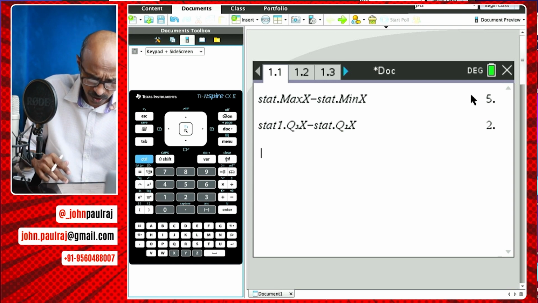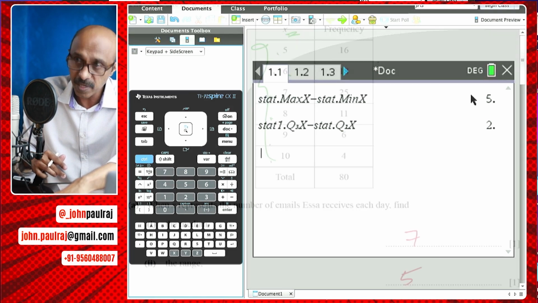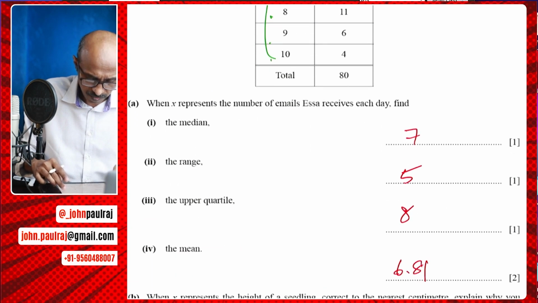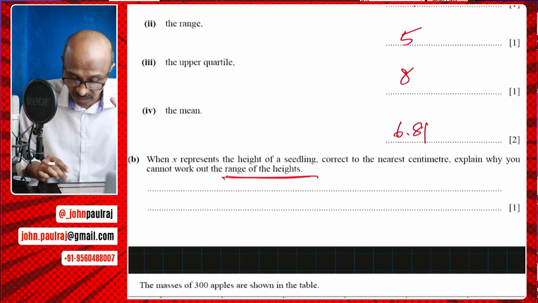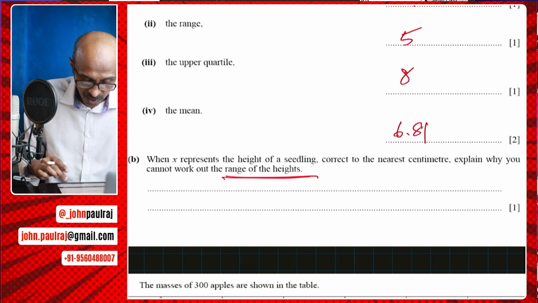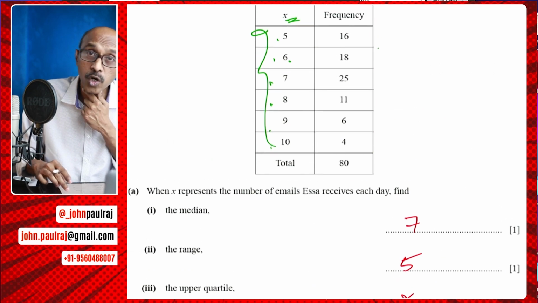And I think one of the questions was range. Okay, come back to that iPad again. Can you see that? Part 2, the range. But then part B says, when X represents the height of a seedling, correct to the nearest centimeter, explain why you cannot work out the range of the heights. Okay, now, why is it so?